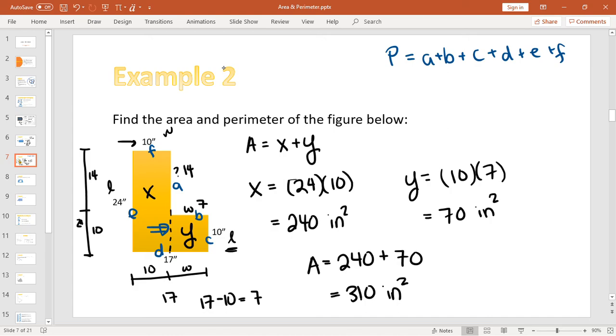Alright, here we go. 14 plus 7 plus 10 plus 17 plus 24 plus 10. And our total perimeter, 82 plain old inches.